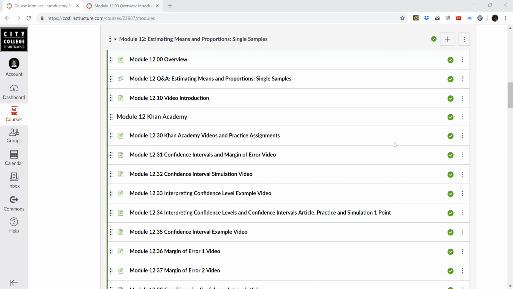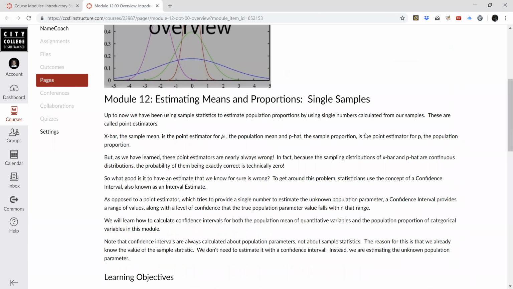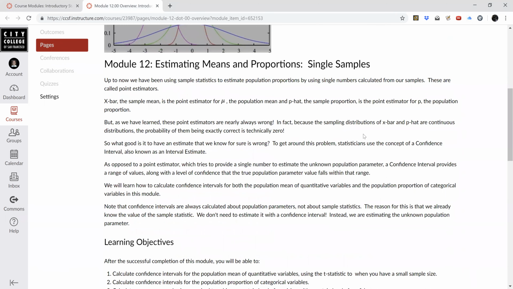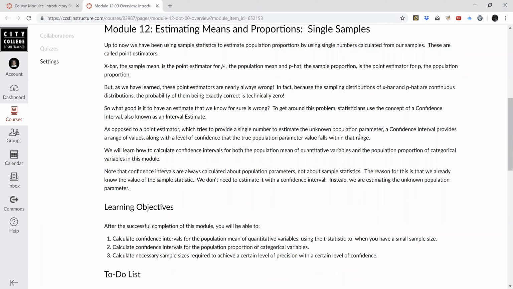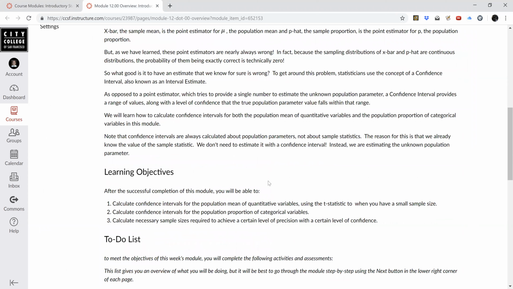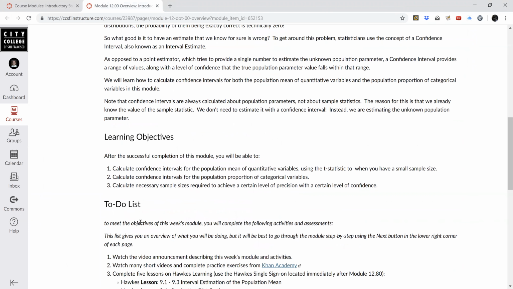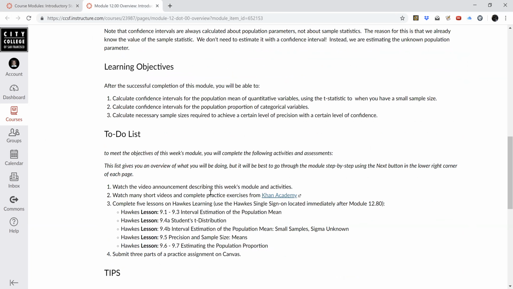So if you look at the overview of this particular module, that's what we're going to be doing. We're going to be talking about confidence intervals, and we'll be learning about how to calculate confidence intervals for the population mean as well as for the population proportion. We're also going to learn something in this module about sample size. What kind of sample size is required in order to achieve a certain level of precision with a certain level of confidence?